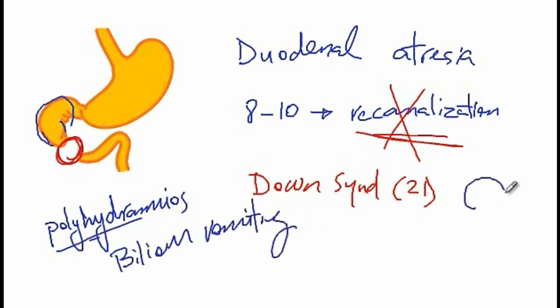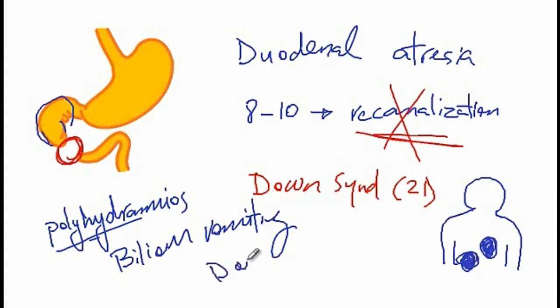And if you obtain an X-ray of these patients, what you will see on the X-ray is 2 black bubbles, and it's referred to as a double bubble sign.